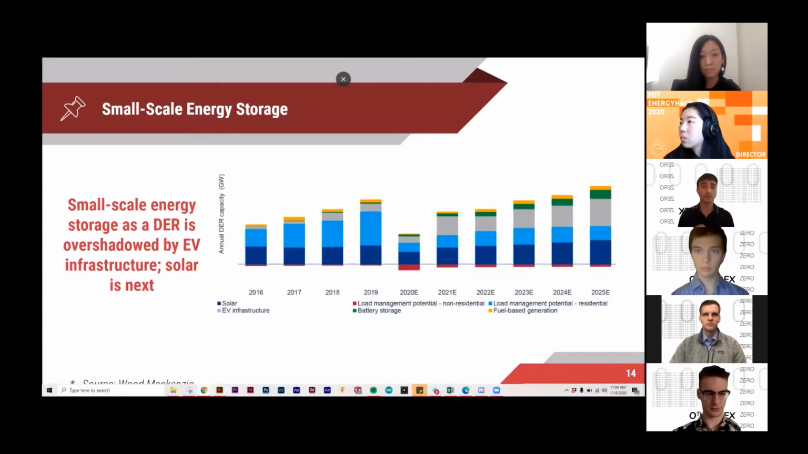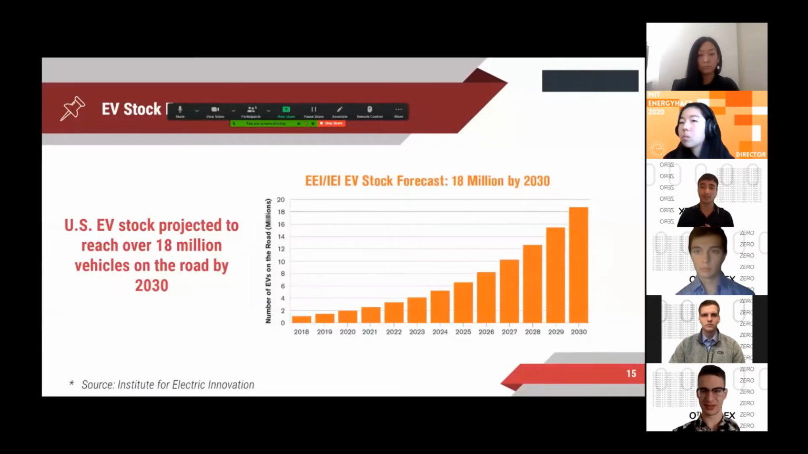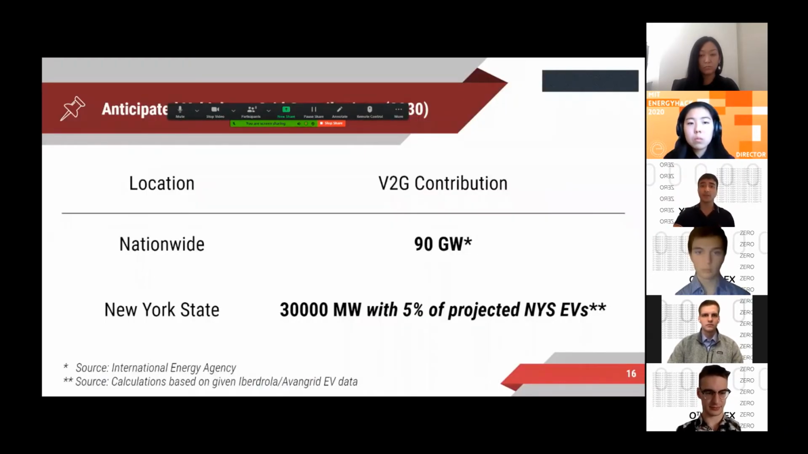This trend continues into the future, with most notably solar power's contributions as a DER anticipated to be overtaken by EV infrastructure, making electric vehicles an even more compelling resource to take advantage of. Furthermore, electric vehicles are rapidly gaining in popularity throughout the United States. 18 million electric vehicles are projected to be on the road by 2030 alone. Therefore, by 2030, the U.S.'s projected vehicle-to-grid contributions will total nearly 90 gigawatts of energy.